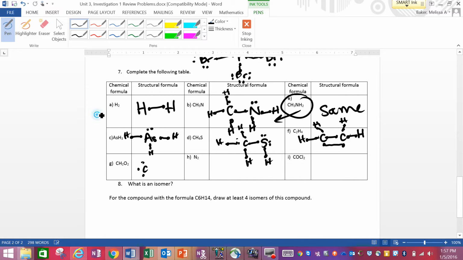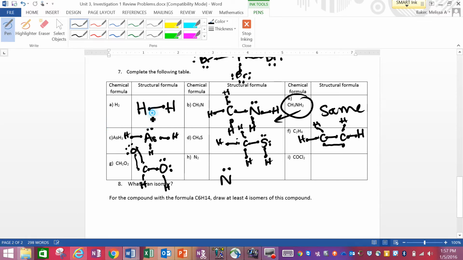CH2O2, so I'm going to make my C here. I'm going to make one of my O's here. I'm going to make another O up here. I'll tell you why, because carbon is the central atom. So I'm going to actually make a double bond here and a single bond here, because then I can see I can put my 2 hydrogens here and here.